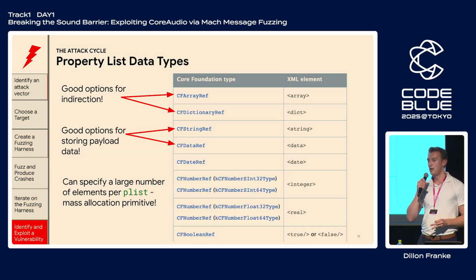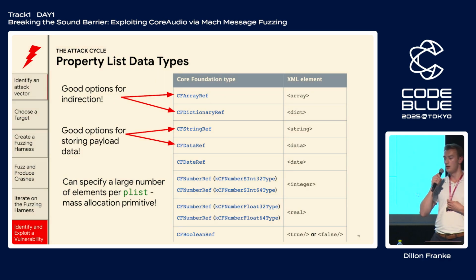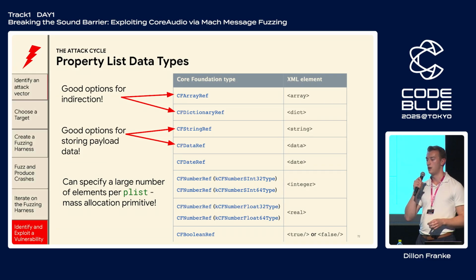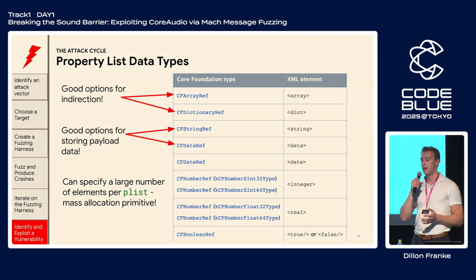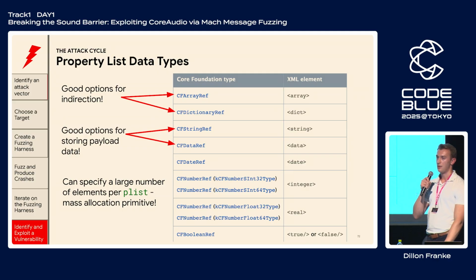Perfect. And to create that indirect pointer chain that we needed for exploitation, the CF array and CF dictionary types were very important because they allow you to have nested data types within them and create that structure that we needed for our exploit. And in a plist, you can specify a huge number of elements. So it's basically this massive allocation primitive you can leverage.